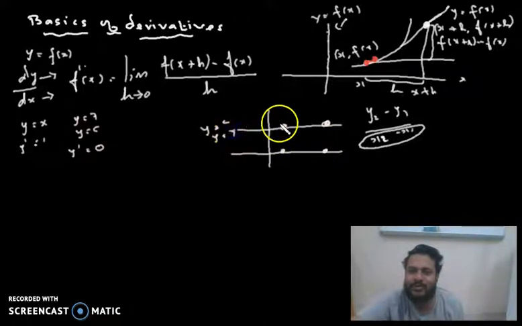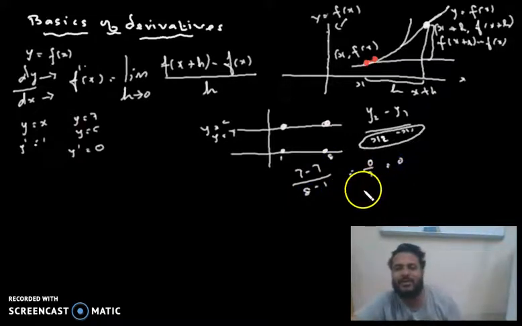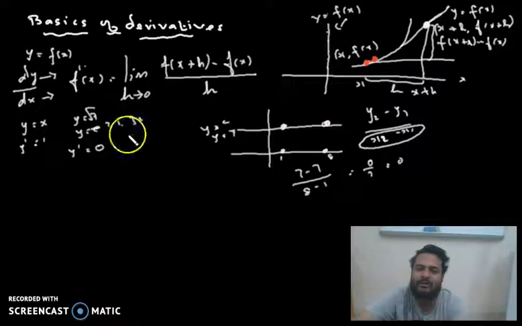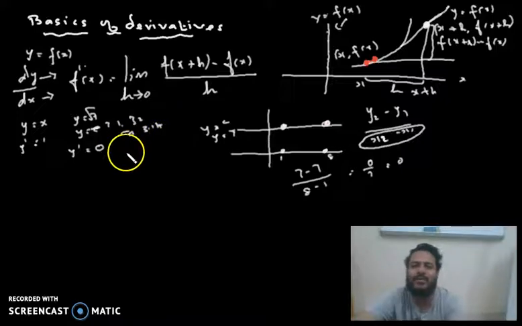It is y is equal to 7, right? So what's our value? Y2 minus y1, 7 minus 7, divided by, for example, take it as 1 and take it as 8, so it is 8 minus 1. So 0 divided by 7 is equal to 0. It's not only for y is equal to 7, whatever the constant it may be. It can be any constant: 7, square root of 7, minus 7, 1.32, pi 3.14, whatever it may be. This becomes 0.